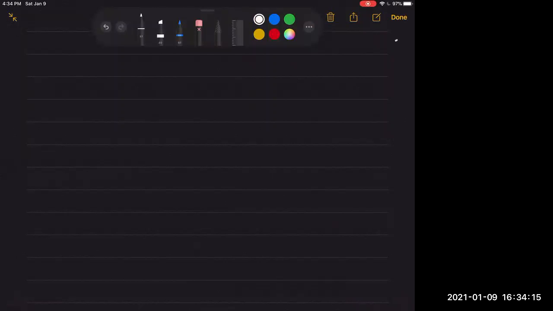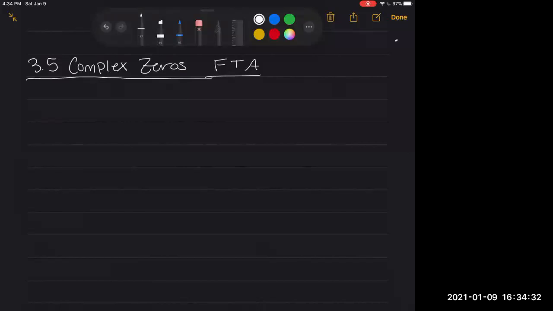Hi class, today we're going to talk about section 3.5, which is on complex zeros and the fundamental theorem of algebra, which I'm going to abbreviate a lot. All right, so first we want to talk about the complex number system.